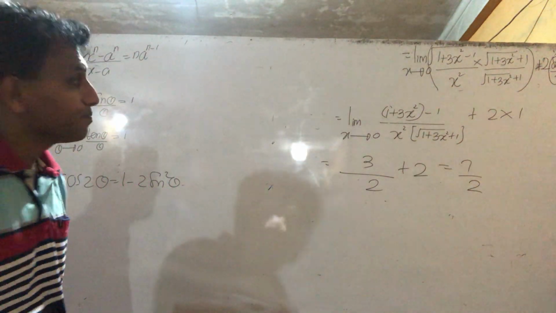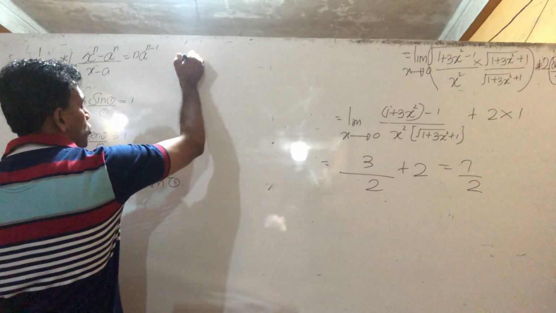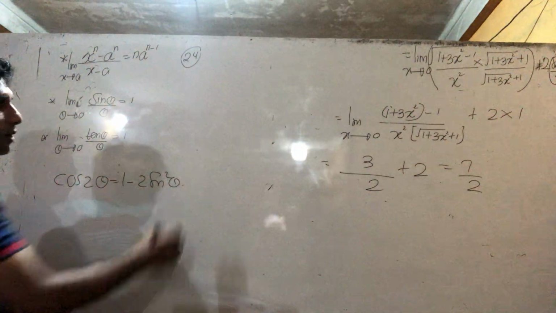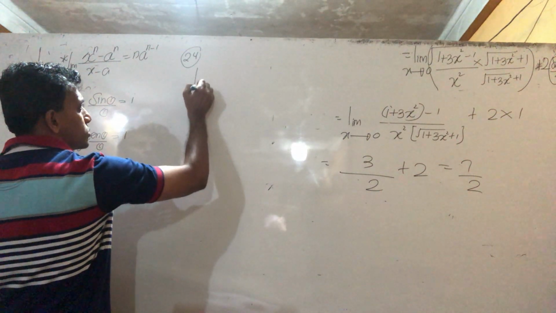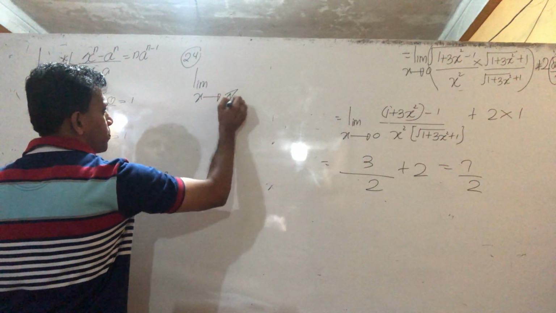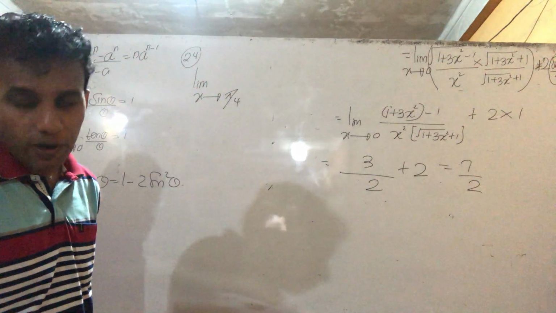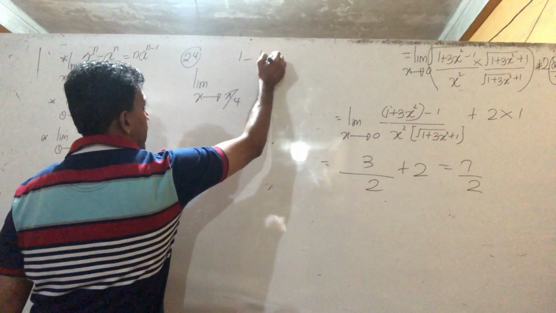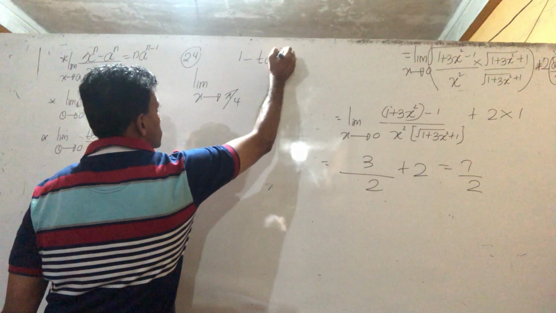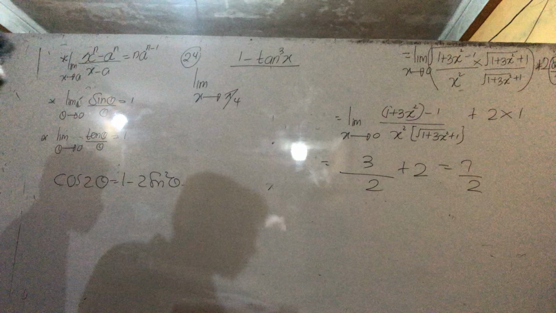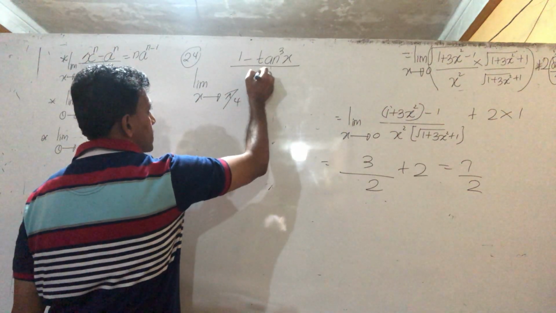Is that the question? Next, problem 24. Limit x tends to pi by 4 of 1 minus tan cube x over cos 2x.